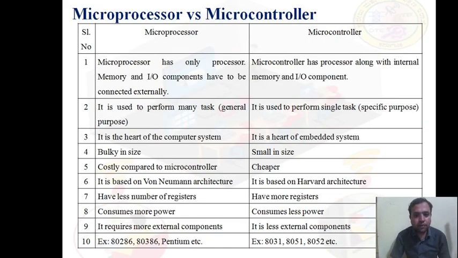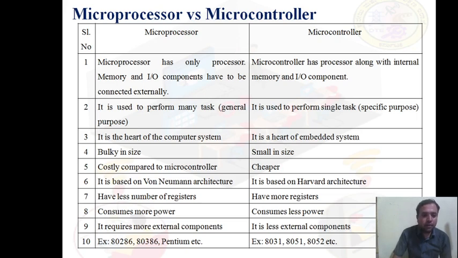Students, now we will see the differences between the microprocessor and microcontroller. The main difference is the microprocessor has only a processor and the memory and IO components have to be connected externally, whereas a microcontroller has a processor along with internal memory and IO components on chip. Microprocessor is used to perform many tasks. As you can say, it is general purpose, whereas the microcontroller is used to perform a single or specific task.